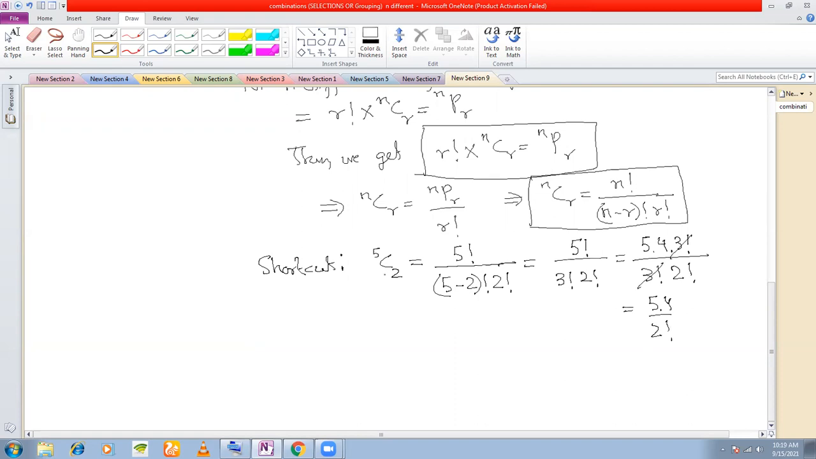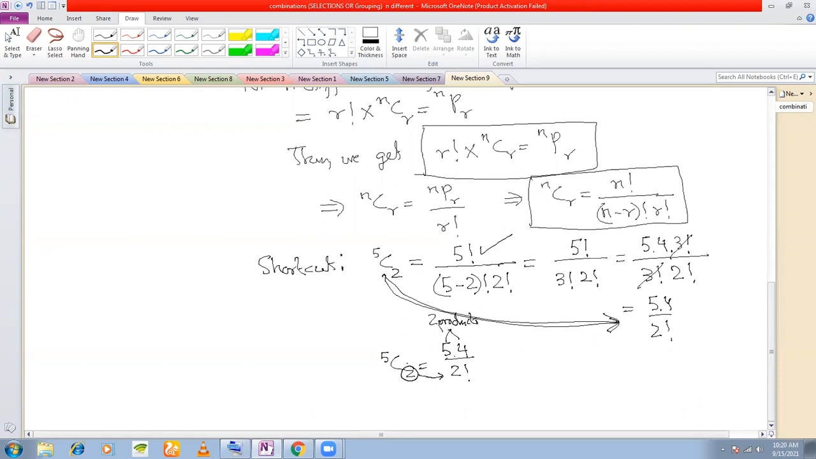Okay, I came here with the help of the formula. If you want to remember how to come from here to here directly, remember it this way. See, 5C2, what is the number here? 2, right? So you multiply 5 with 4. You take only 2 products, 5 into 4. How many products are there? 2 products. And you divide this by the factorial of this.